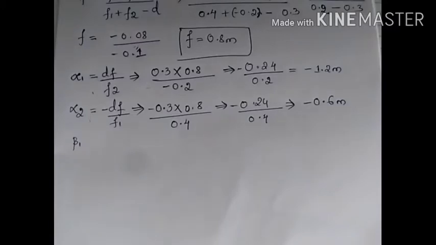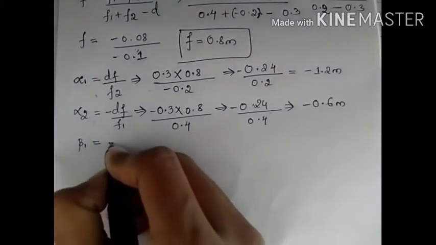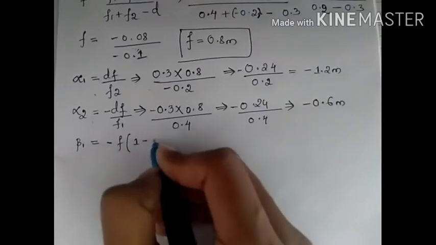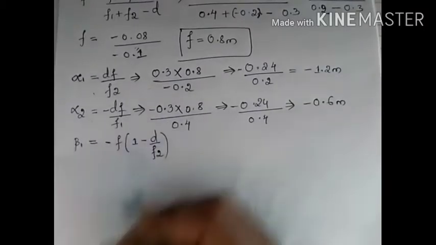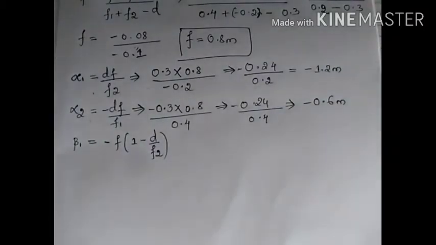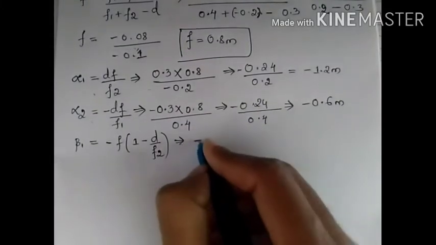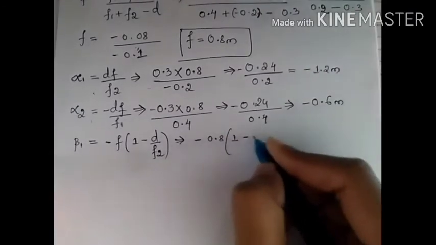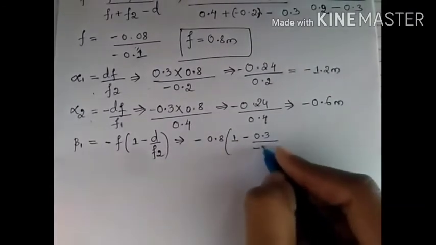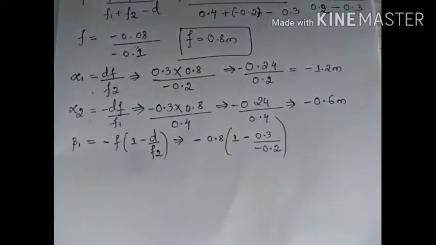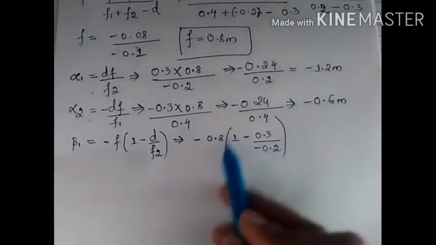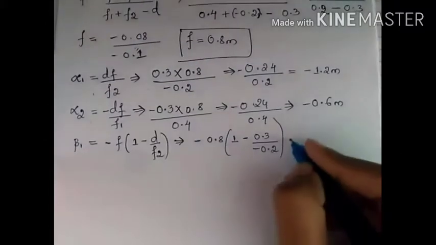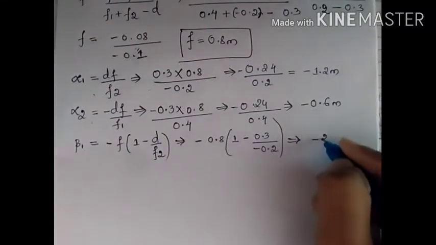Beta 1 denotes the first focal point. Beta 1 is equal to F multiplied by 1 minus d by f2. We know the value of F: F is 0.8 multiplied by 1 minus d, which is 0.3, divided by f2, which is -0.2. If you solve this, you get beta 1 is equal to -2 meters.